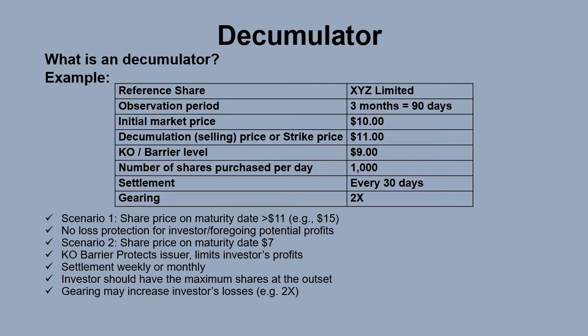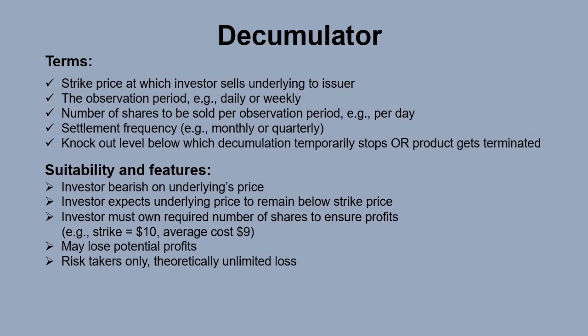Let's look at the terms of a decumulator. The main terms to look out for in a decumulator product are as follows: the strike price at which the investor sells the underlying, the observation period, which could be daily or weekly, the number of units of the asset, for example the shares, to be sold per observation period, for example per day, the settlement frequency, that is monthly or quarterly, and the knockout barrier below which either the decumulation will temporarily stop or the product will get terminated.